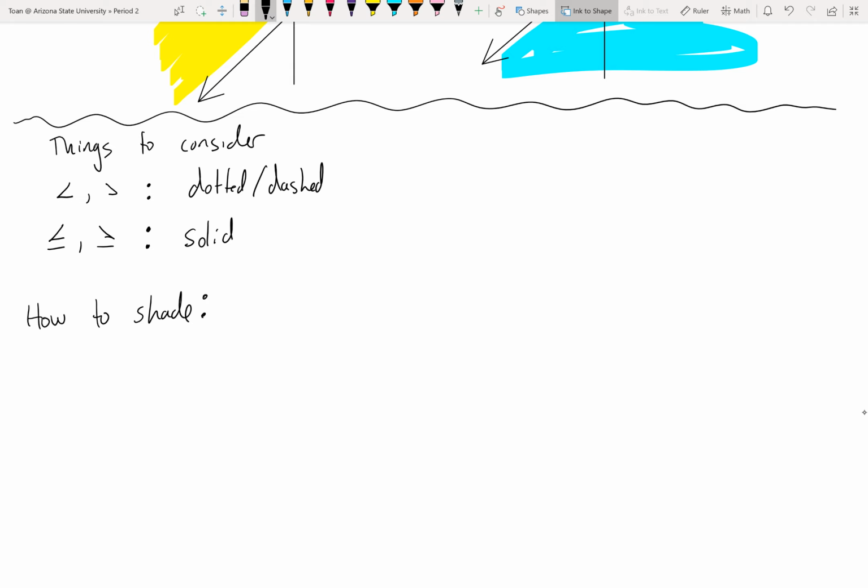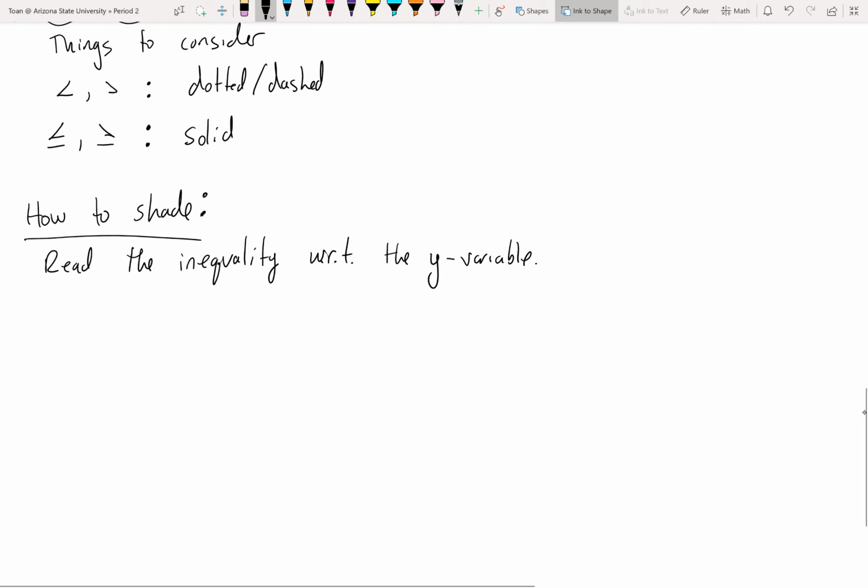And my technique or my advice to figure out how to shade or where to shade, just read the inequality, and in my abbreviation, WRT is with respect to. Read the inequality with respect to the y variable. Let's take a look at an example to see what the heck I mean by that.